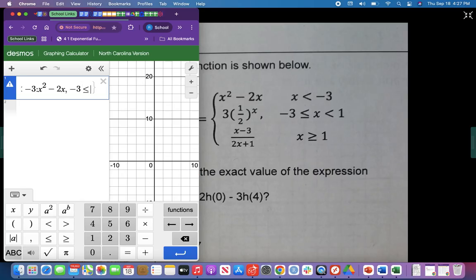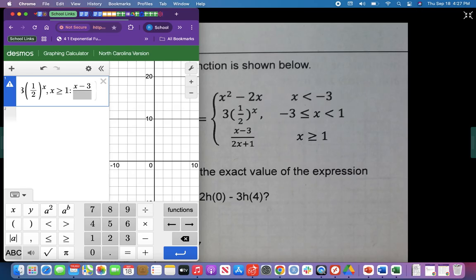less than or equal to x less than 1, colon, 3 times 1/2 to the x power, and then right arrow to get out of that, comma, last line, x is greater than or equal to 1, colon, and then for this one, since this is a fraction, I went on ahead and hit the slash on my keyboard. You also could click this to go ahead and pop up the fraction bar.